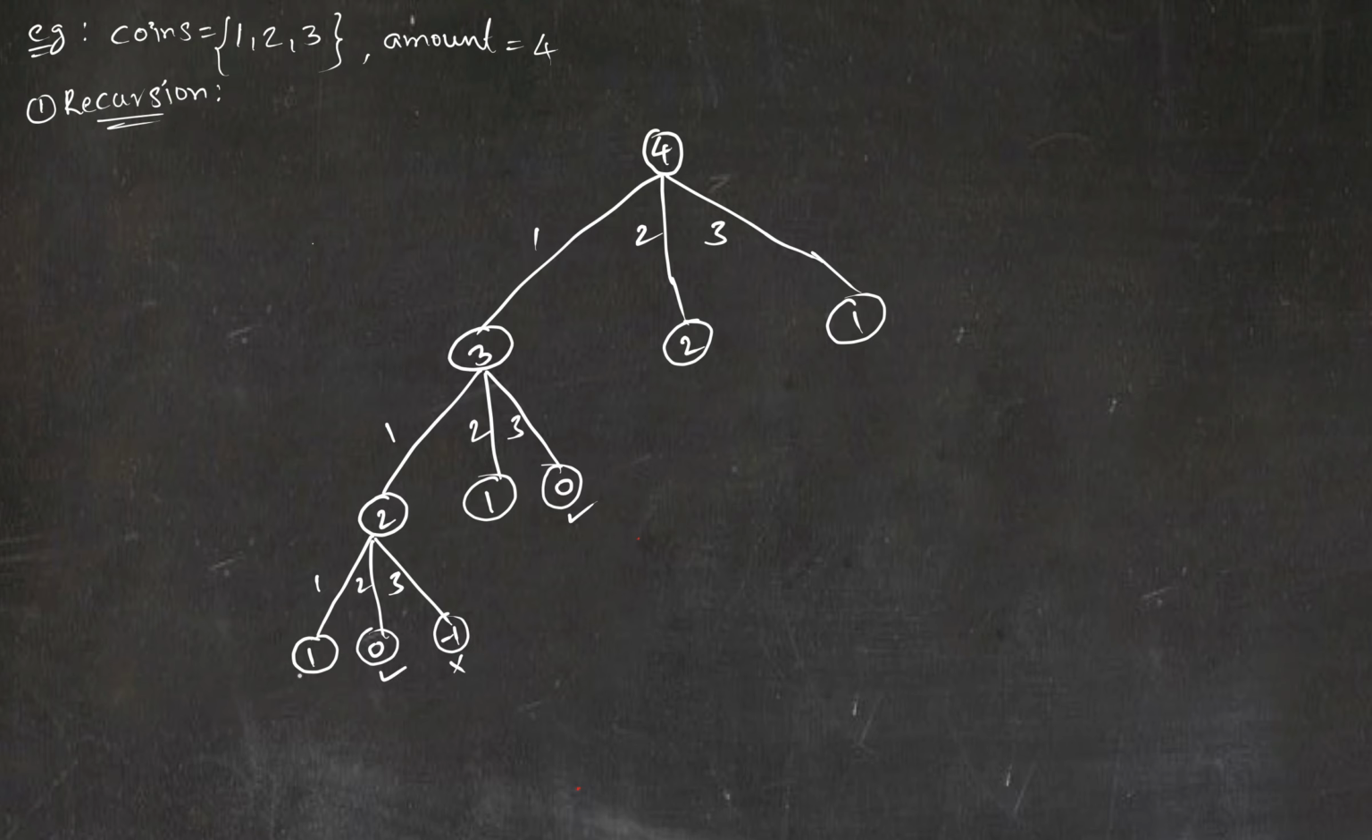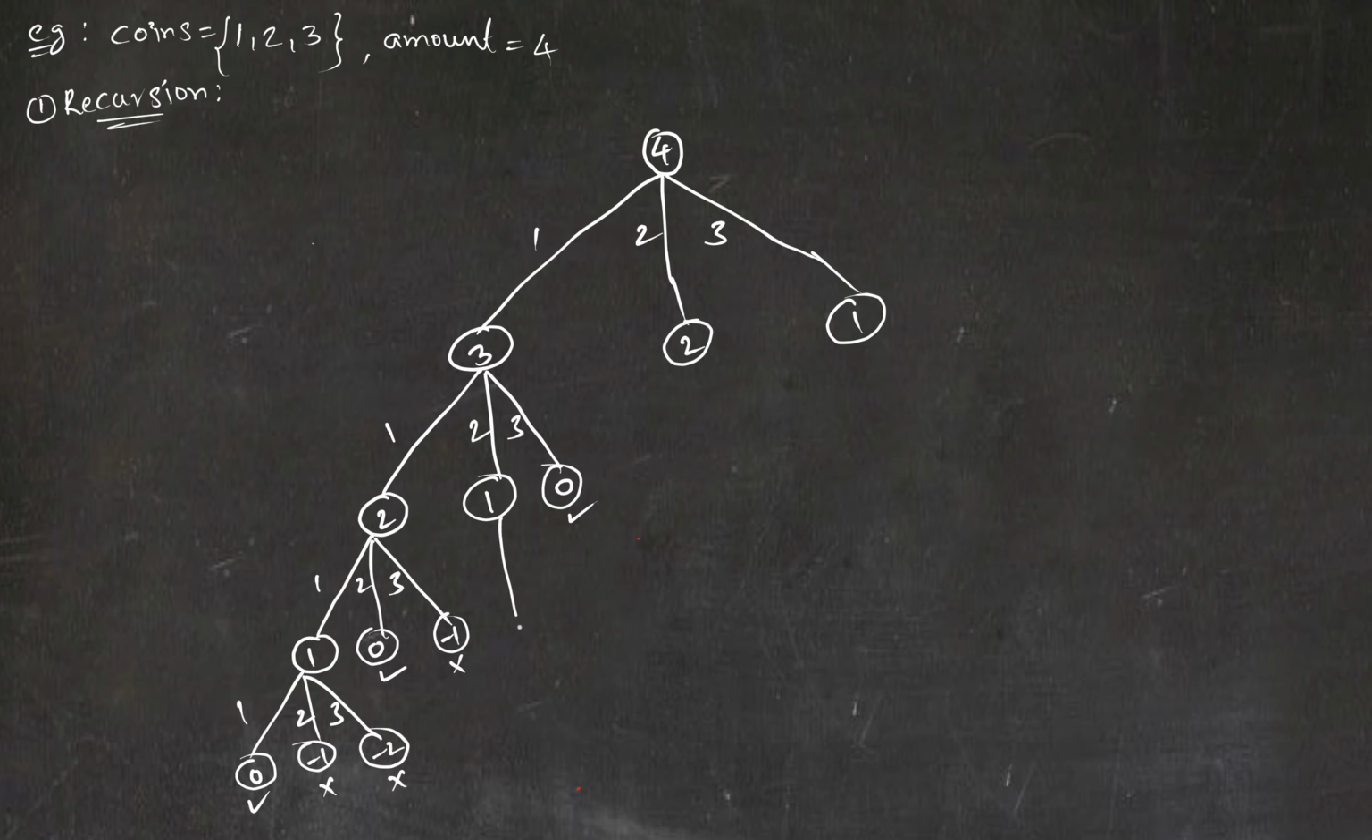We can stop here. And for 1, again we'll be having 3 choices: 1, 2, 3. So if I choose 1, I'll be getting 0. So this is a valid combination. If I choose 2, -1, invalid. If I choose 3, -2, invalid.